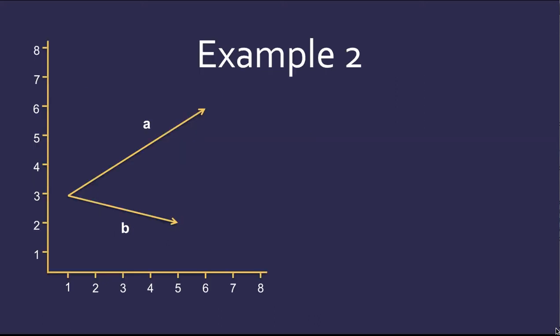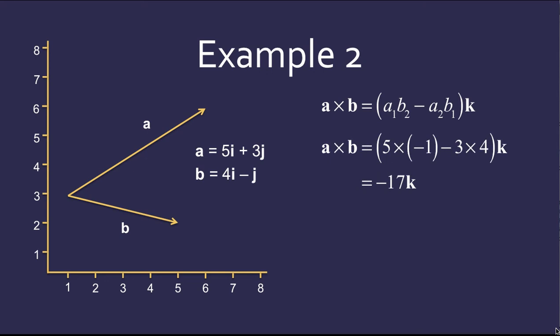Here's a simple example of two vectors in the xy plane. We'll use the same data as previously, with a equal to 5i plus 3j and b equal to 4i minus j. Since we know that these are both vectors in the xy plane, we can use the simplified equation to find the cross product. So a cross b is equal to (5 times minus 1 minus 3 times 4) k, which is all equal to minus 17k.